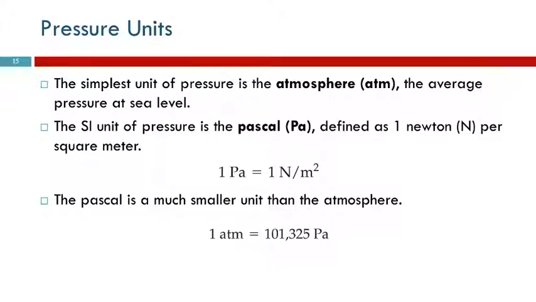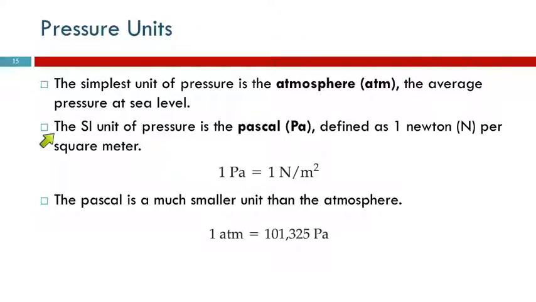Well, of course, pressure is a quantity and we have to have units to measure it. There are lots of different units, and we're going to focus on the ones that we use in chemistry. The simplest unit of pressure is the atmosphere. It's abbreviated ATM. It's not an automatic teller machine. It's an atmosphere. That's the average pressure at sea level.